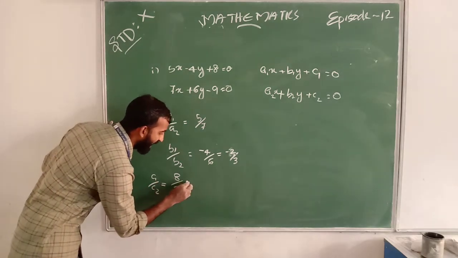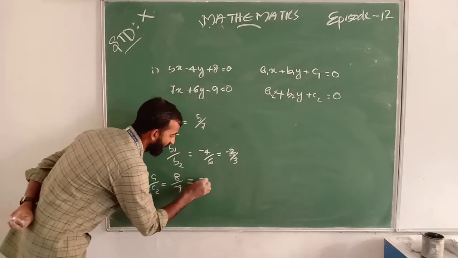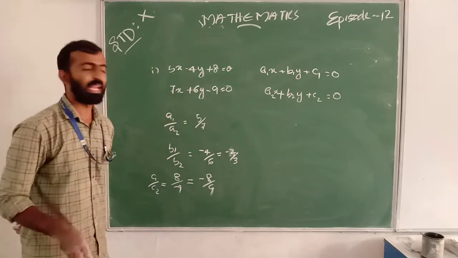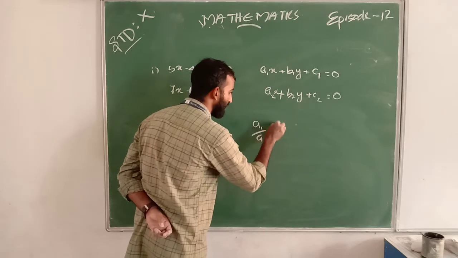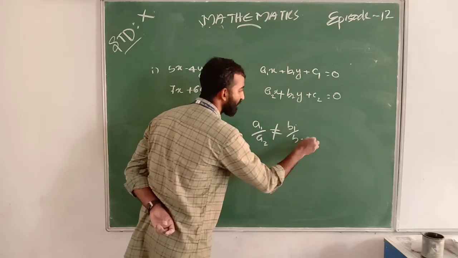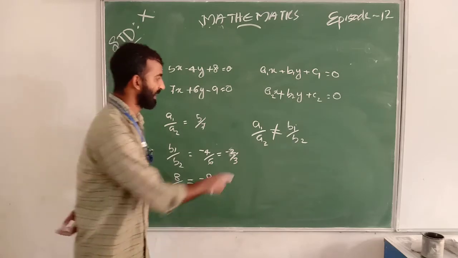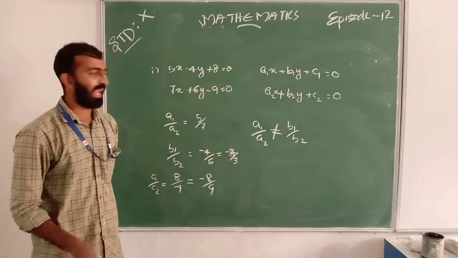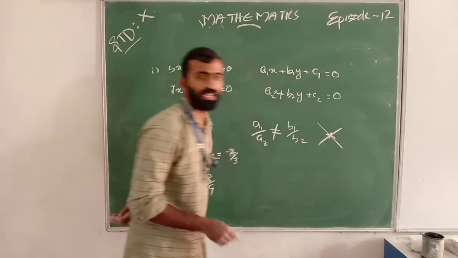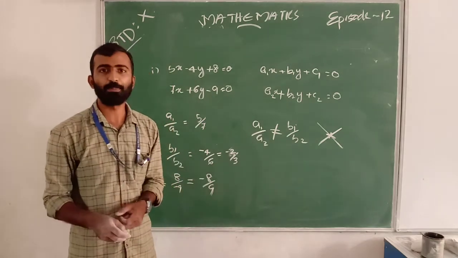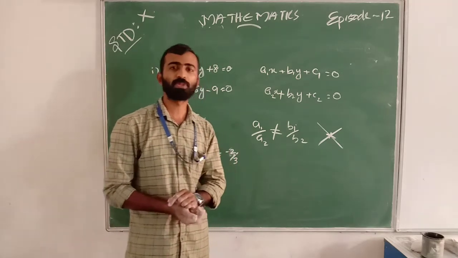We can write negative 8 by 9. Here first we can understand a1 by a2 is not equal to b1 by b2. That is, its graph is intersecting. The graph is intersecting at a point. That is, it has a unique solution, exactly one solution.